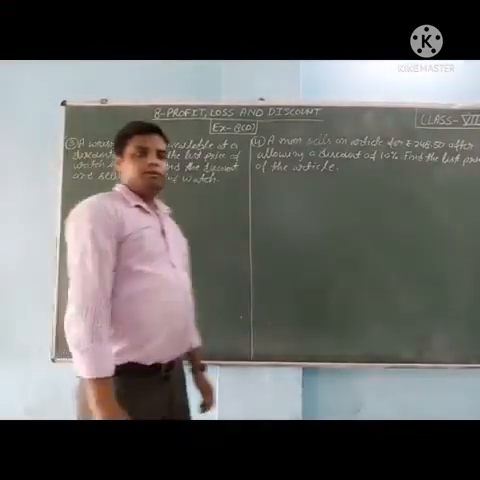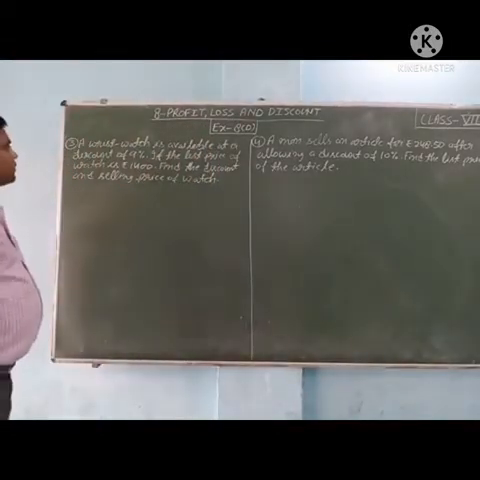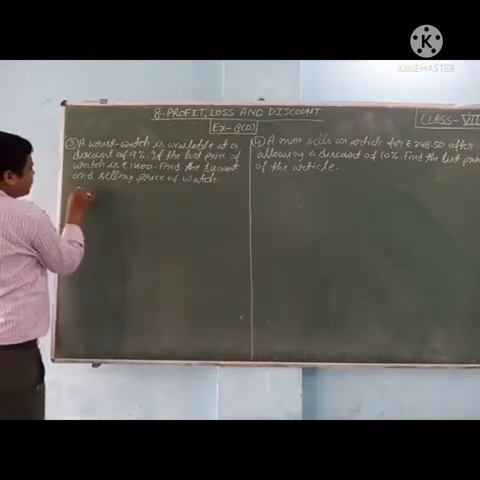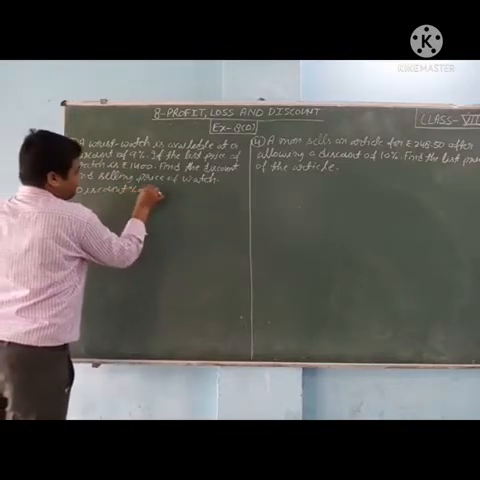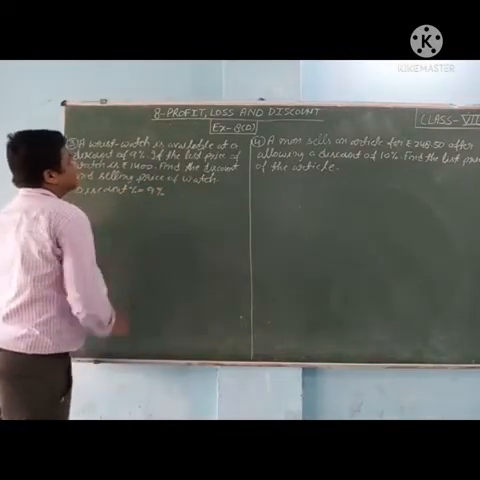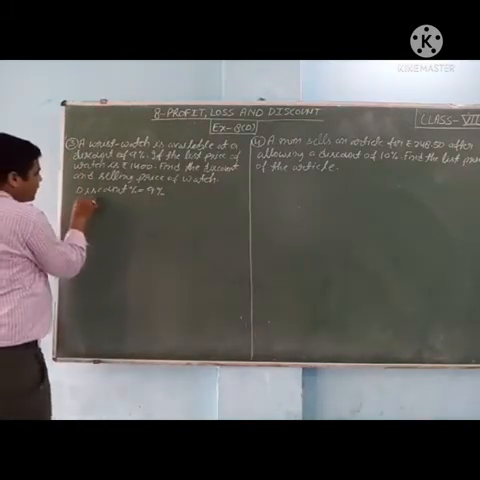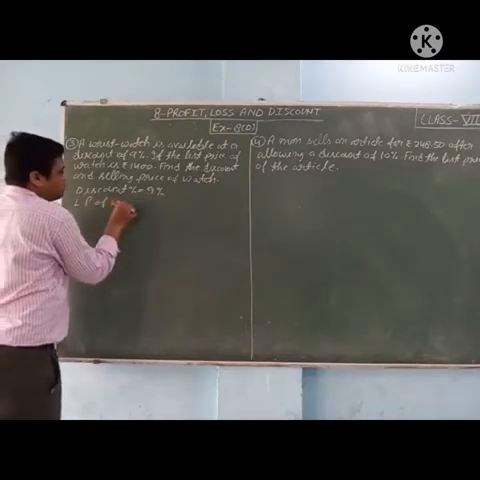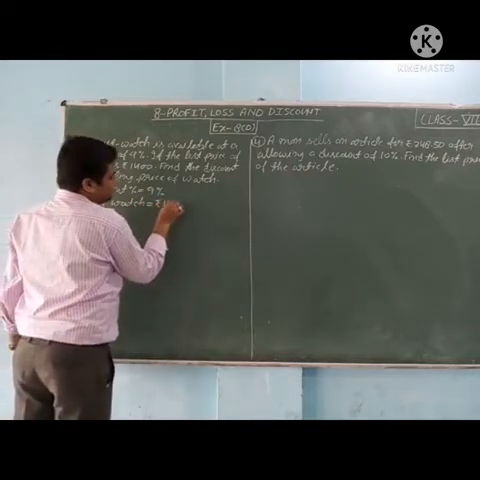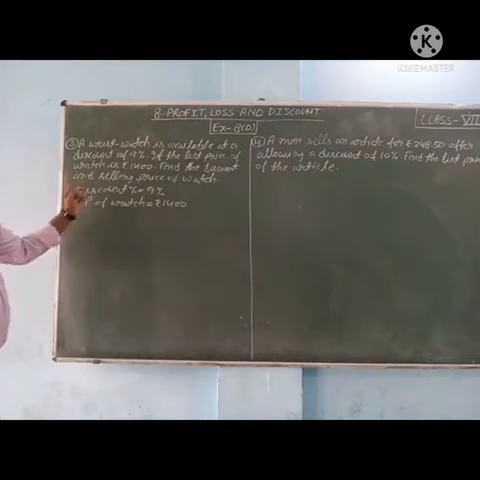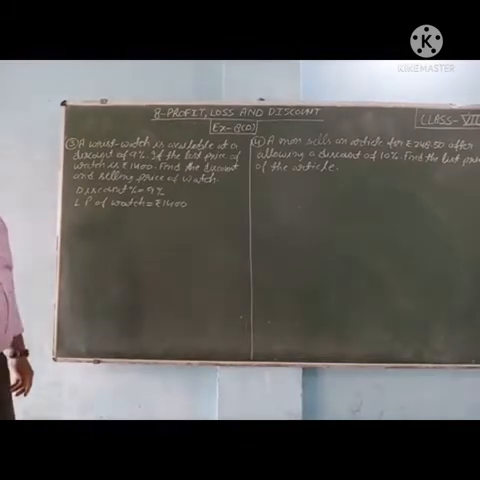So the answer is 21,712. Now students, see the third sum: a wristwatch is available at a discount of 9%. So discount percent is given. If the list price of the watch is rupees 1400, what is given? List price of watch means mark price is equal to rupees 1400. Find the discount and selling price of the watch. So we have to find the discount also.